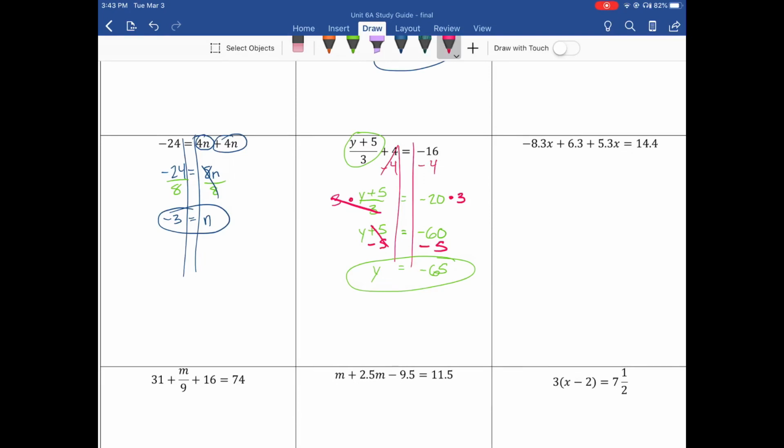And then our last example in the row is very similar to our first example in the row. You just have to be very careful when combining your like terms, because if you look, you'll notice that you have negative 8.3x and 5.3x, and this positive 6.3, notice that there's no x attached. That means that's not a like term. So you can combine your variables with your variables, but you can't combine your variables with your constants. So you can do negative 8.3x plus 5.3x, and that gives you negative 3x. But your 6.3 is just going to drop down.